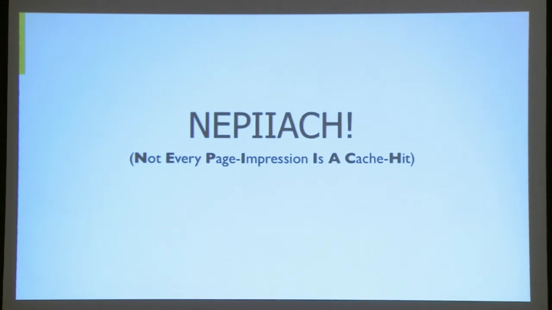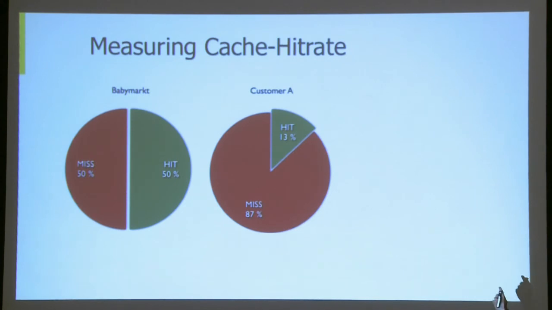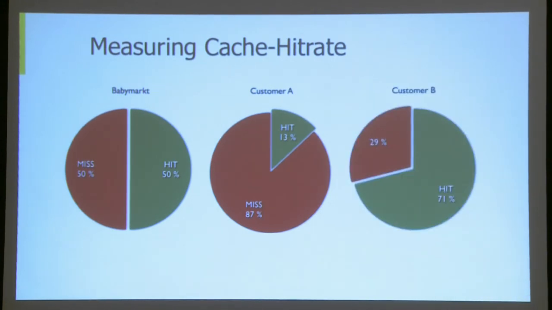In the real-life shop, not every page impression is a cache hit. What we see with Babymarkt is there's a cache hit rate of 50%, which means only half of all the requests can be delivered from the cache, and the other half has to go through OXID. This was your question, I think, right? There are 2 other customers. To be honest, I forgot to ask them if I can put their names, so I just have customer A and customer B. We have here one with only 13% and one with 71%.